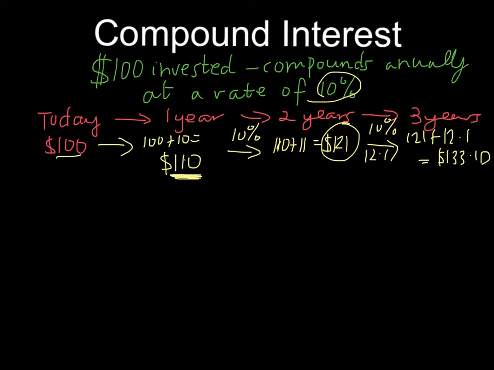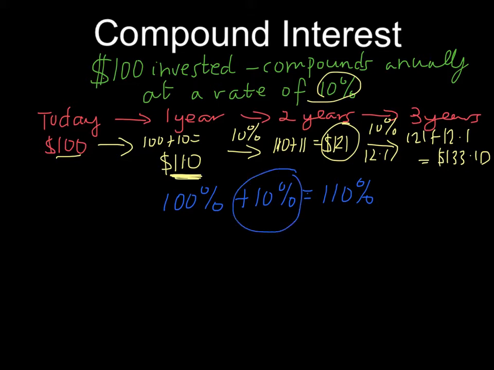So each year I start with 100%. That is my previous year's amount of money, what I've got in the bank at the end of the year, and I'm adding a further 10% on the top. So each year my money increases by 110%, or 10% increase on the original. That as a decimal is 1.1.